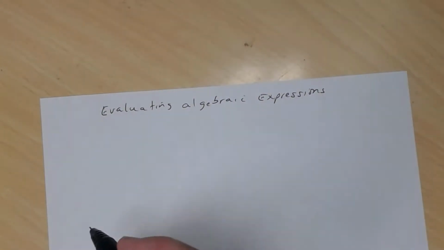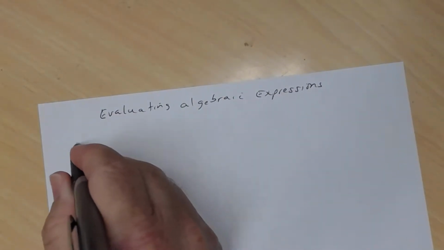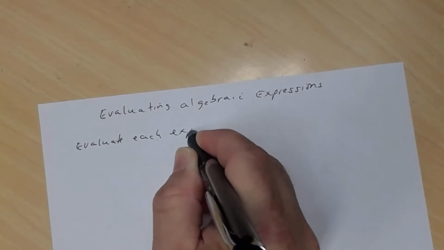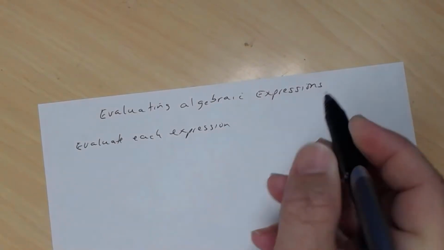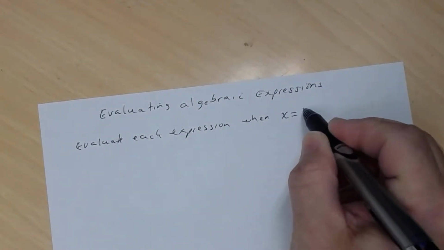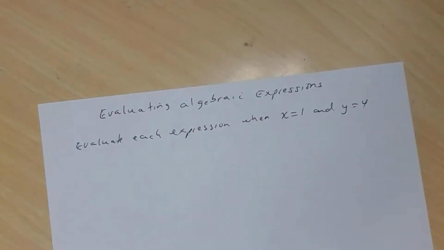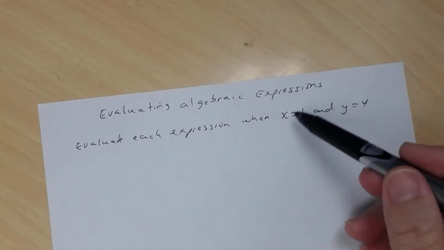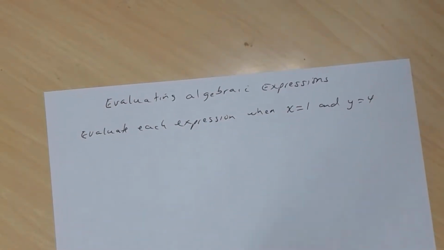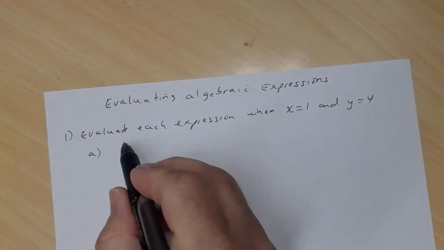All right, so let's look at some examples. We're going to evaluate each expression. In this case, let's suppose that the value of x is going to be 1 and the value of y is going to be 4. All right, so I want x to be the value 1, and I want y to be the value 4. Okay, so letter A, let's call this 1. Letter A.